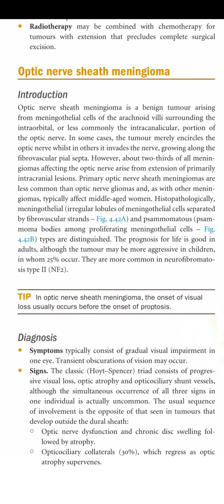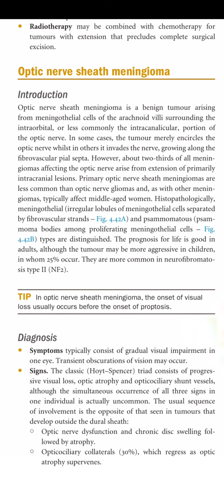The classic Hoyt-Spencer triad consists of progressive visual loss, optic atrophy, and optociliary shunt vessels. Although the simultaneous occurrence of all the three signs in one individual is actually uncommon, the usual sequence of involvement is opposite to that seen in tumor that develop outside the dural sheath.